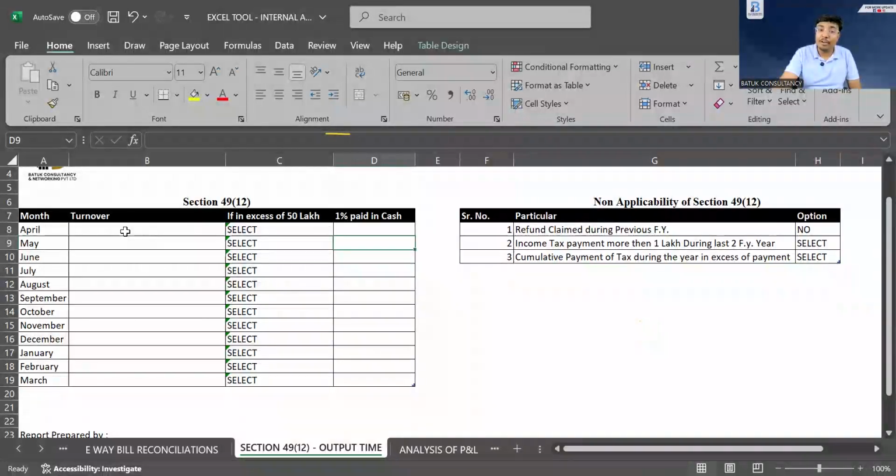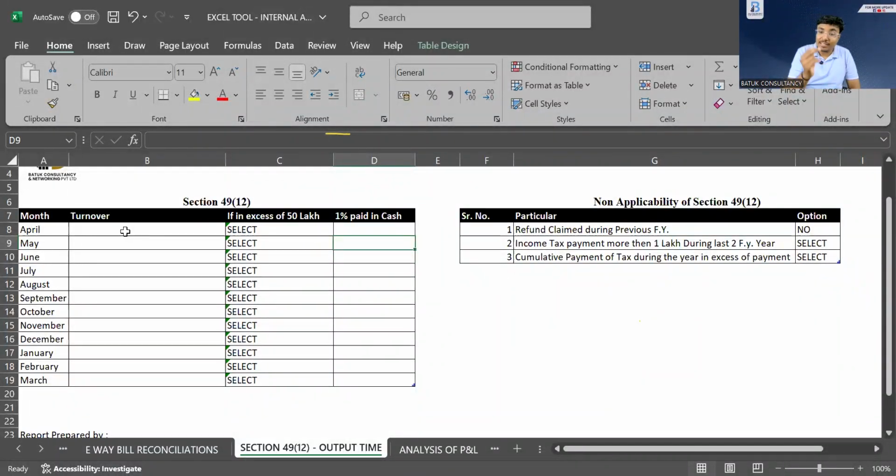Because if the timeline of section 16 subsection 4 has already lapsed, and if the departmental authority finds later on that you have not followed section 49 subsection 12, in that case they will impose the tax demand with interest, and sir, for the ITC which you have already utilized, you will not be eligible to avail the benefit of that input tax credit. So we just need to ensure this specific fact, section 49 subsection 12.